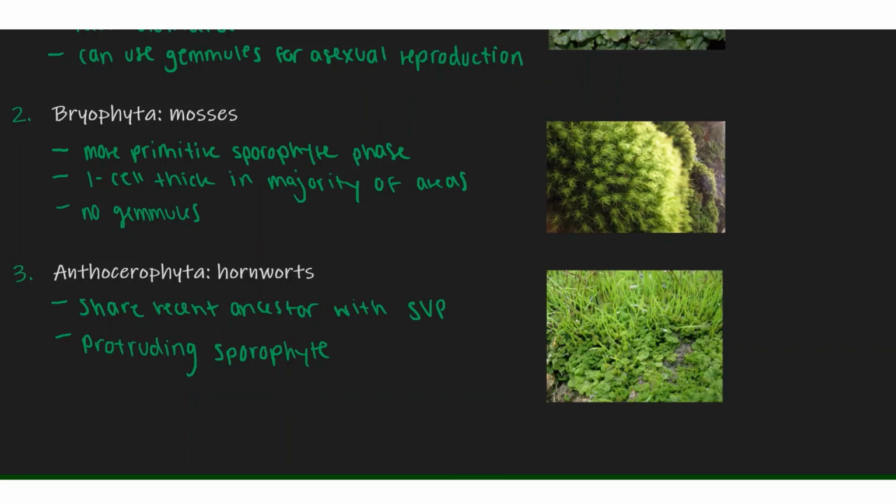Lastly, we have the hornworts, known scientifically as the Anthocerophyta. They share a recent common ancestor with the seedless vascular plants, and they also have a protruding sporophyte area. Right here is our thalli, and then these things sticking out are our sporophyte phase.